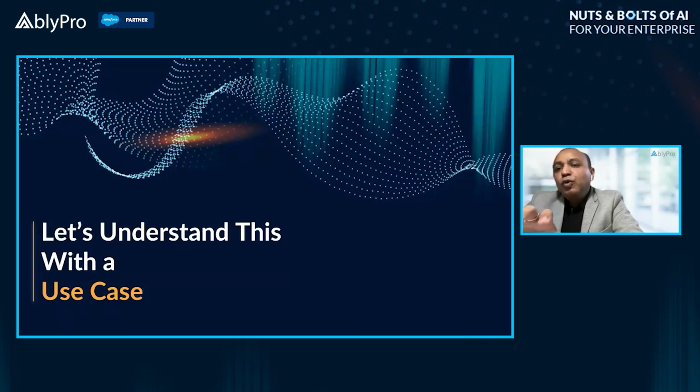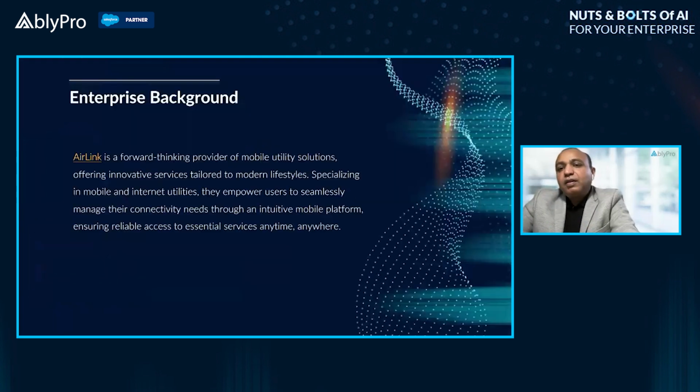Now let's move to a real life example by considering the use case of a company, and how AI actually helped increase their revenue or solve their problem with the three A's in place. So this is a fictional company which we have taken. We have taken mobile utility solutions. Everyone uses mobile and we take it from a mobile provider. So Airlink is a fictional company which provides mobile utility solutions.